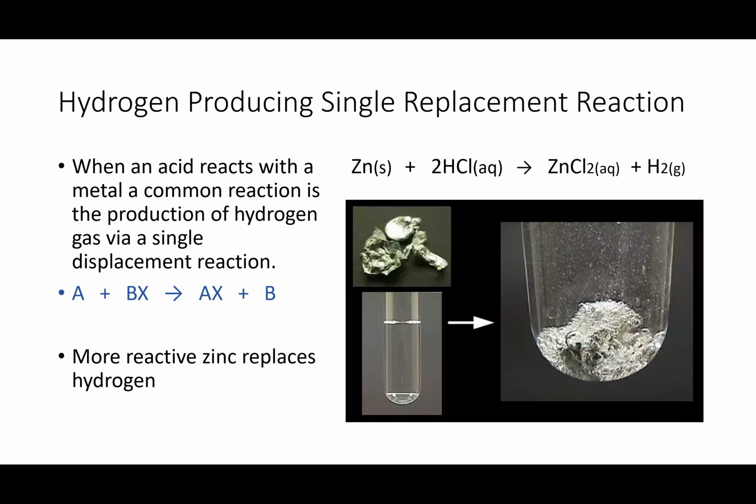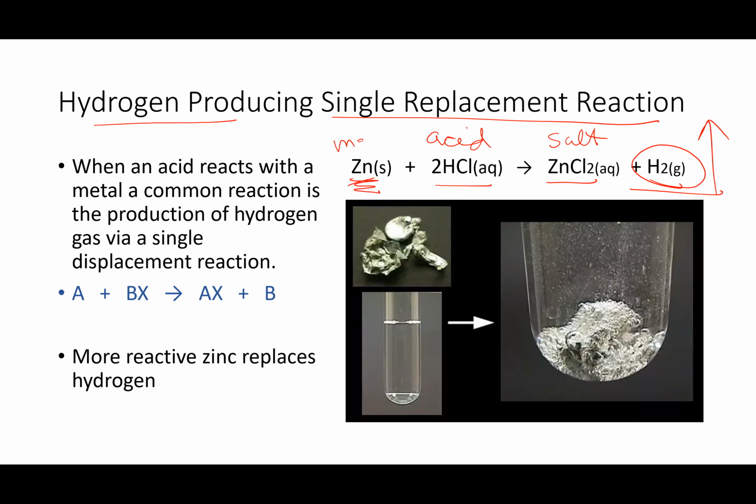Another common single replacement reaction is ones that produce hydrogen gas with a metal. So if you take a metal and you add it to some sort of an acid, a metal plus an acid will commonly produce hydrogen gas and some sort of a chemical salt in solution. Element plus a compound gives you a compound plus an element. And if it's a metal and an acid, this is a real common single replacement reaction.